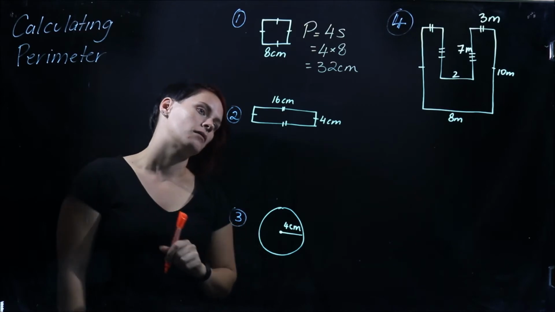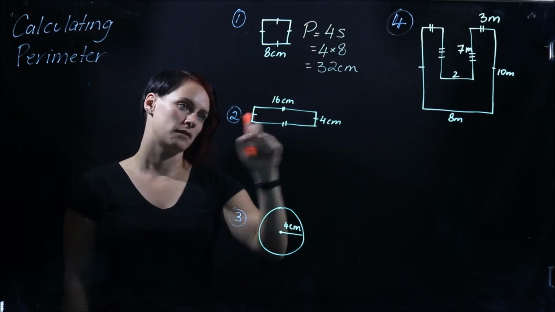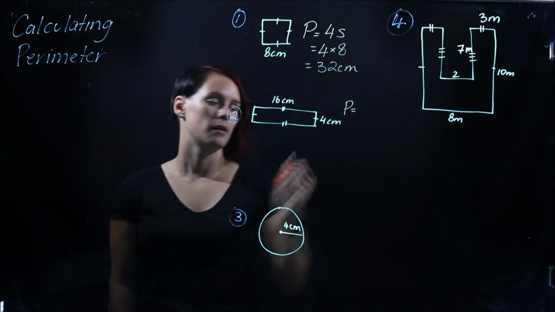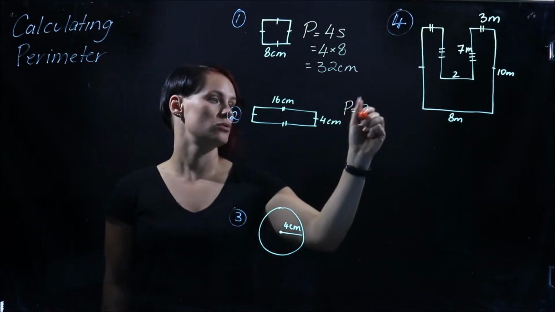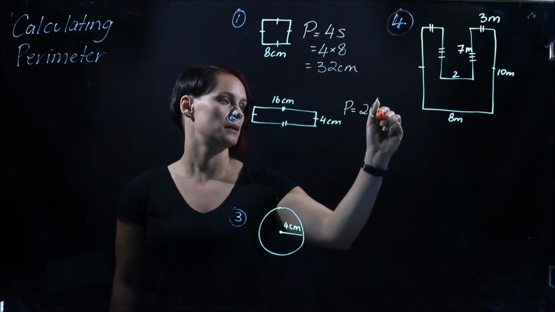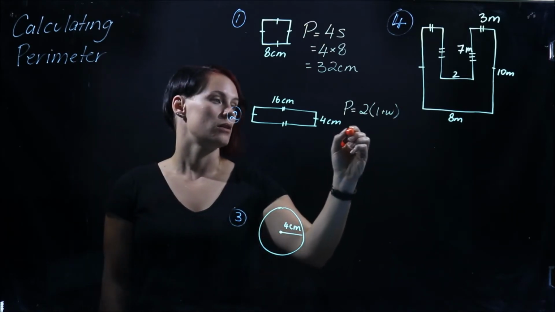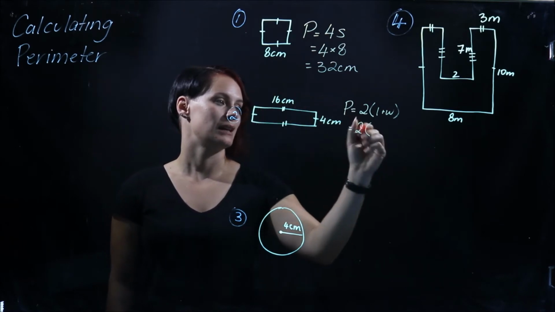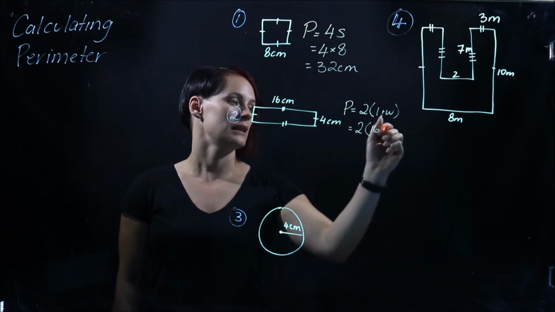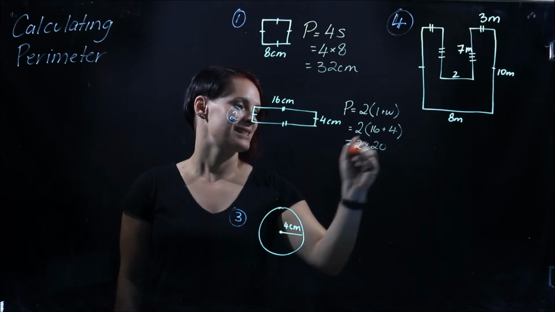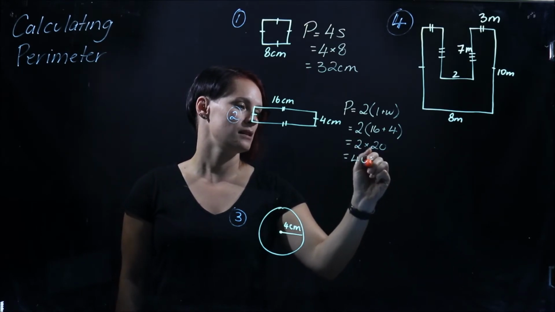Second shape, we've got a rectangle, we've got 2 pairs of sides that are equal. We can remember that our rule for the perimeter of a rectangle is 2 times L plus W, or the length plus the width. We know that the length is 16. We know that the width is 4, and so we are doing 2 times 20 there, which is 40 centimeters in total.